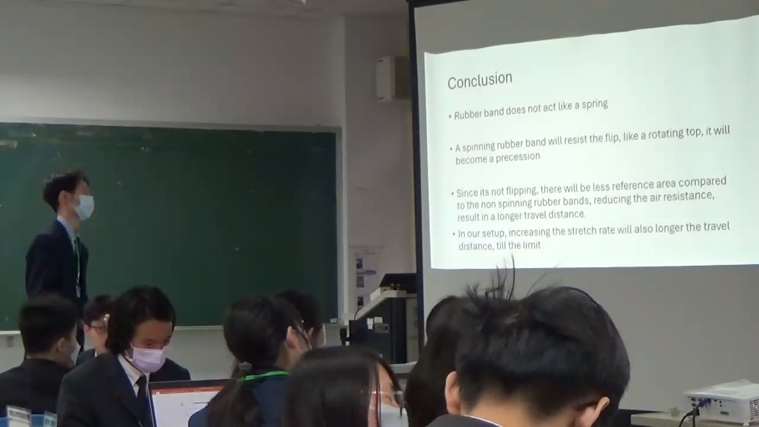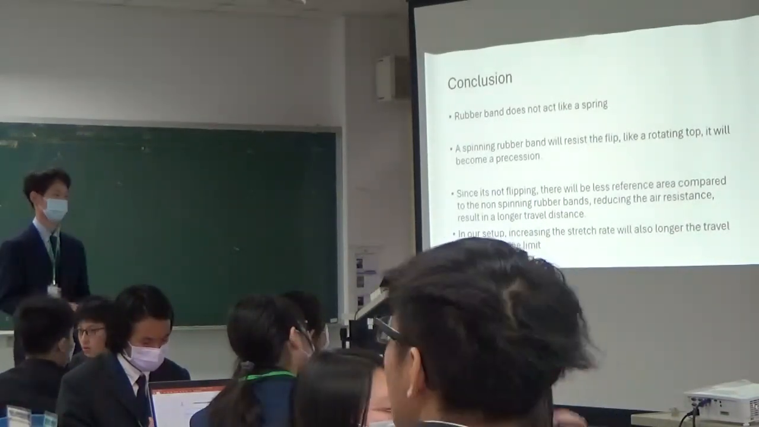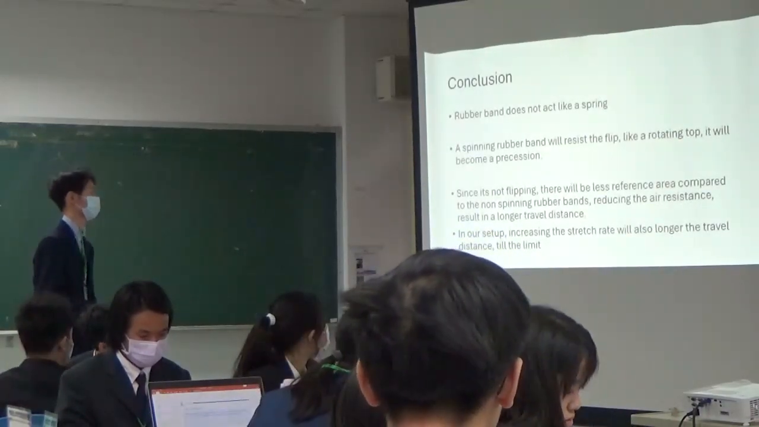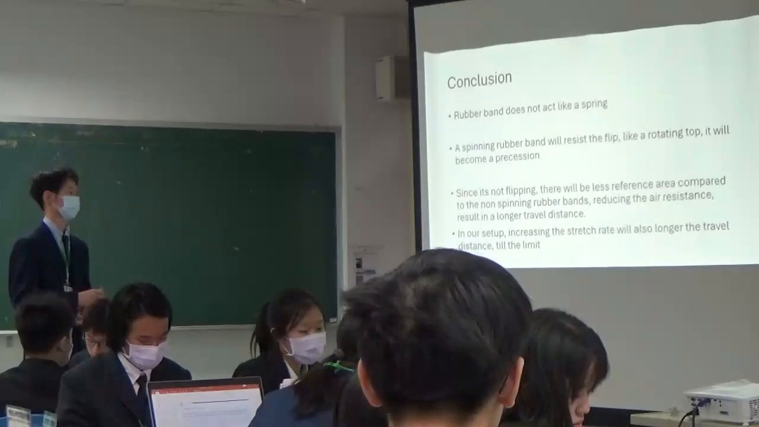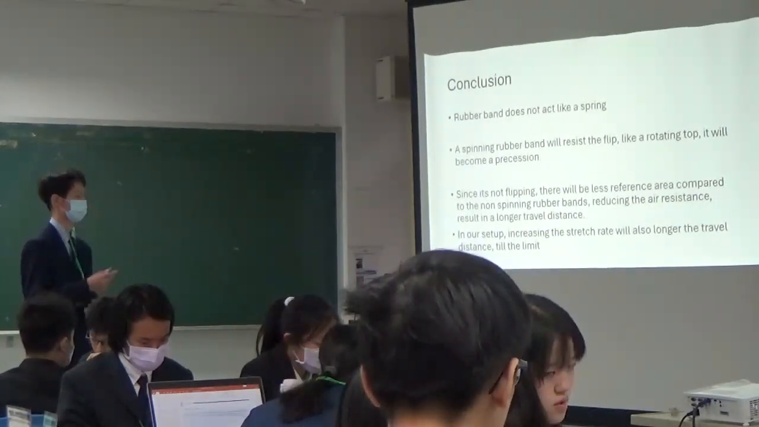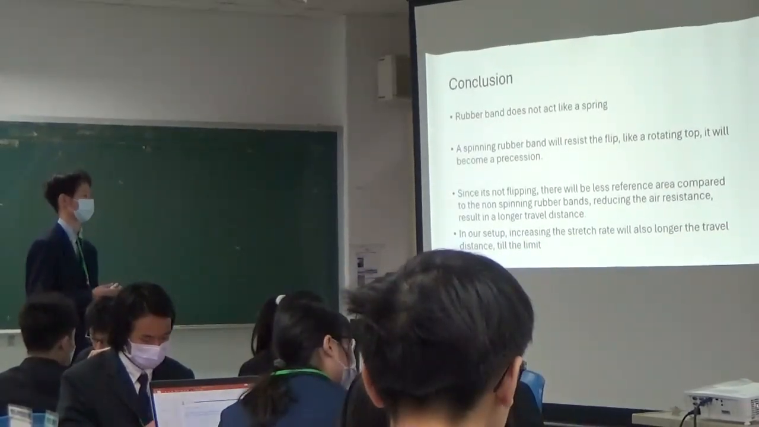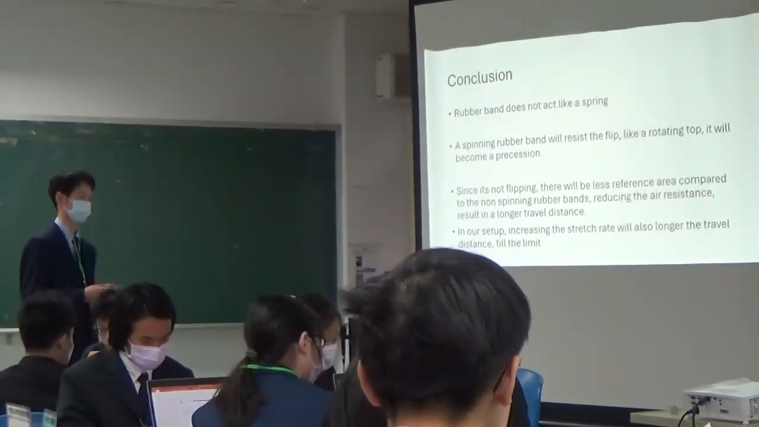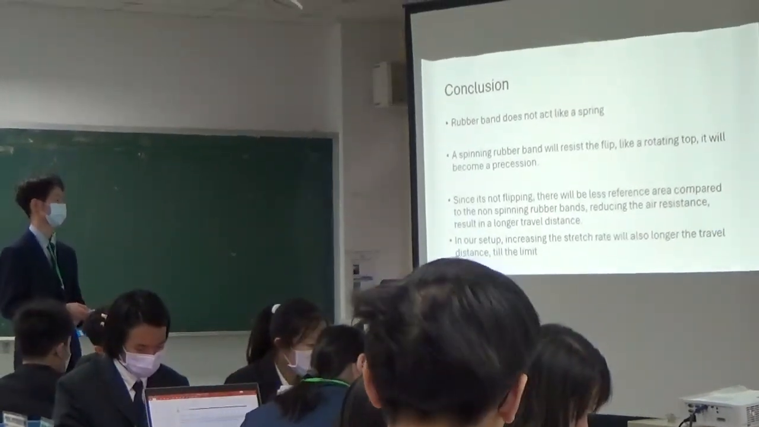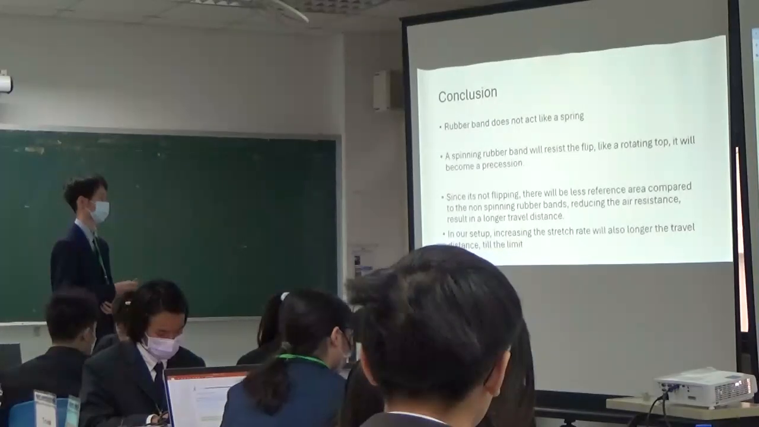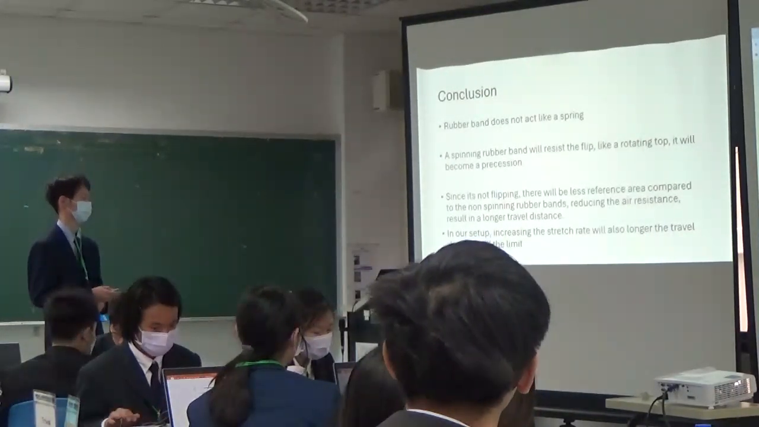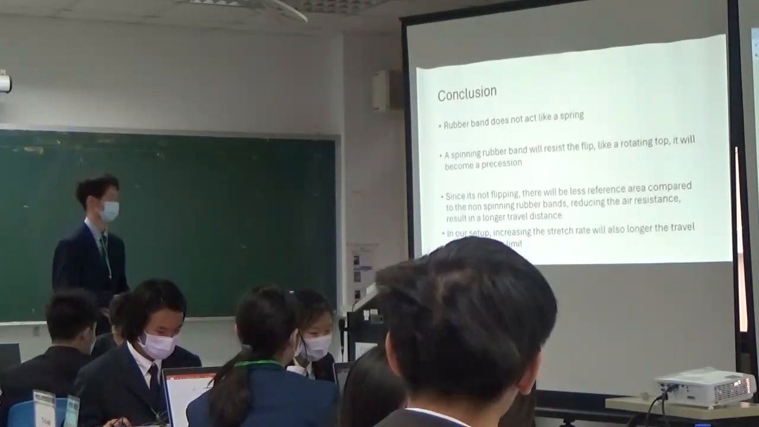The conclusion will be the rubber band does not act like a spring from the previous measurement, and a spinning rubber band will resist the flip like a rotating top. So it will become a precession, not flipping. So it will not increase the reference area. Since it's not flipping, there will be less reference area compared to the non-spinning rubber band. So it could reduce the air resistance, resulting in a longer travel distance.